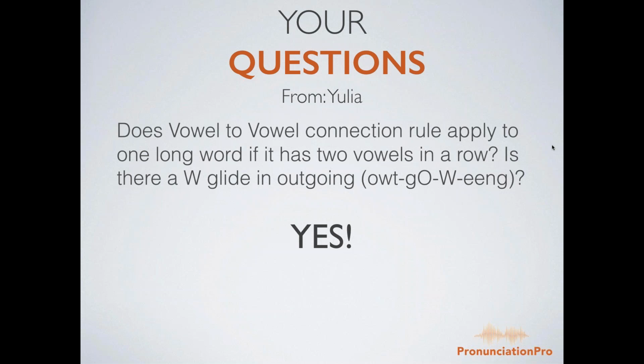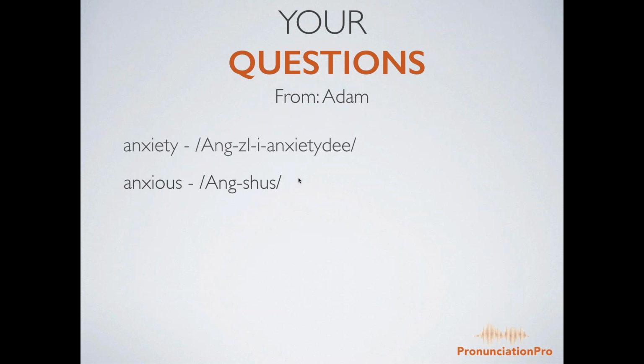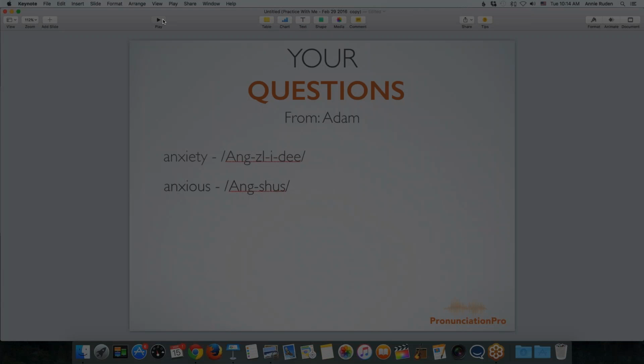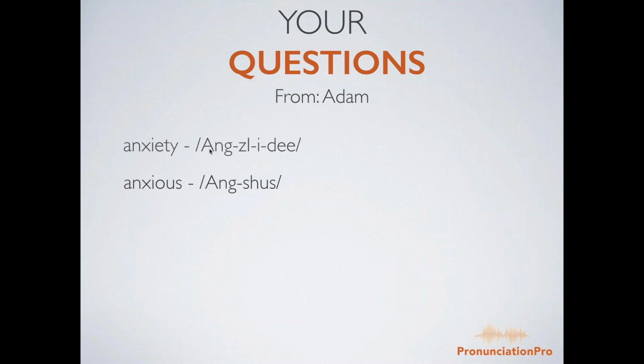If you have more questions throughout the lesson, be sure to ask, okay? All right, so I had one question from Adam. He just had a couple of words that he was wondering about. The first is anxiety. Oh, I think I messed that up. So this is incorrect, let me change that here. Anxiety. So we start with that long A, ang, and then zai with the long I, anxiety.